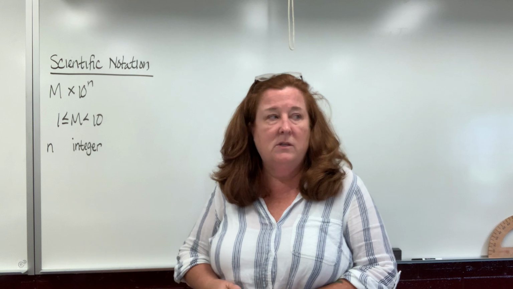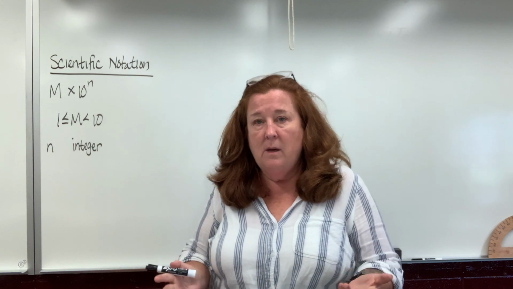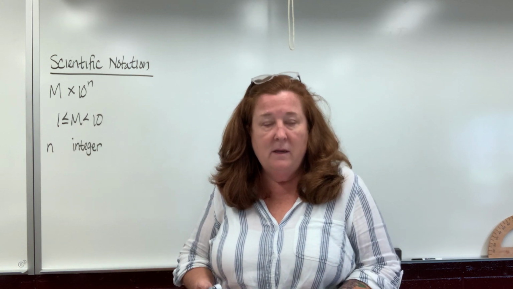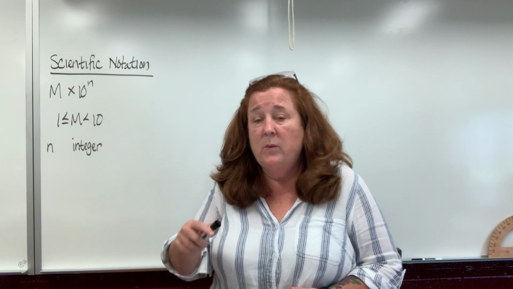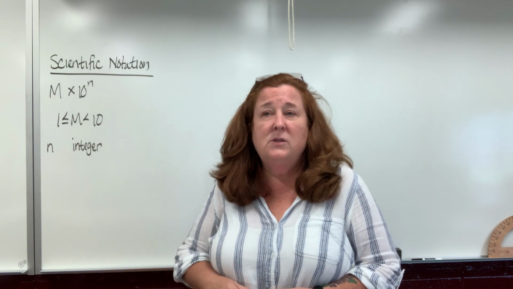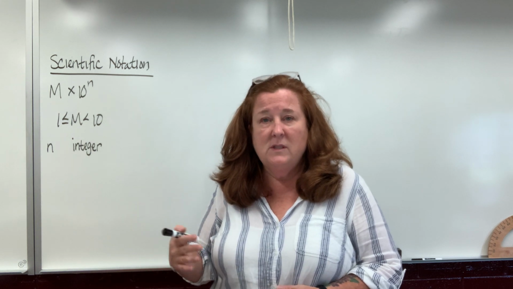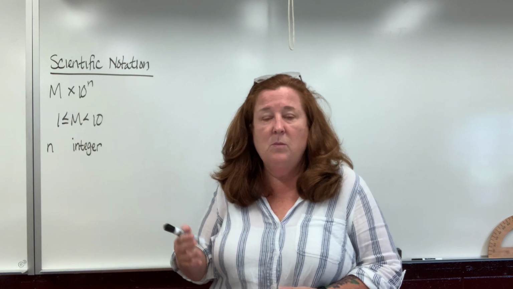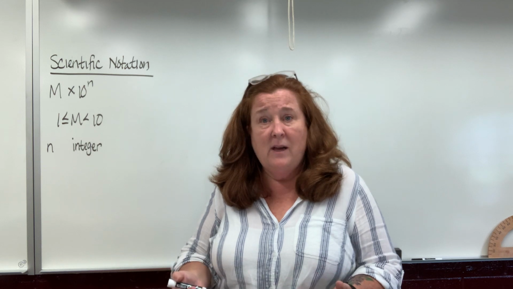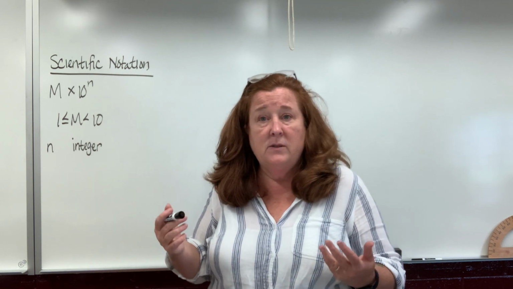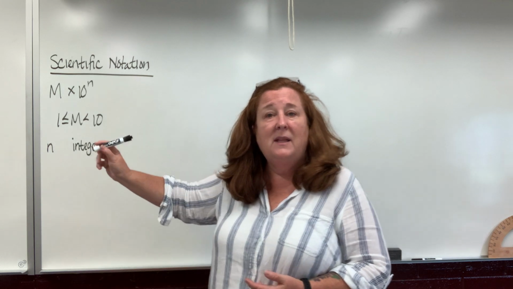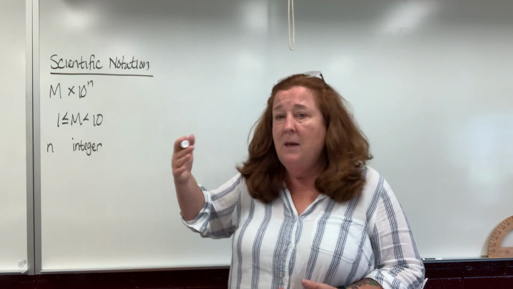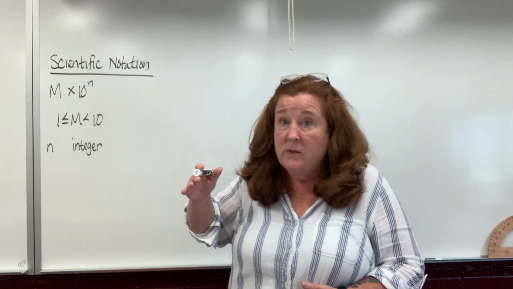So scientific notation is just a way of writing a number in a specific kind of way. It's because some numbers have too many zeros, and we don't want to have to write all those zeros. We'll probably make a mistake. So it's for numbers or measurements that are very big or very small, and we want to write them as a factor. The first factor has to be between 1 and 10. It can be equal to 1, but it can't be greater than 10. It can't equal 10 either.